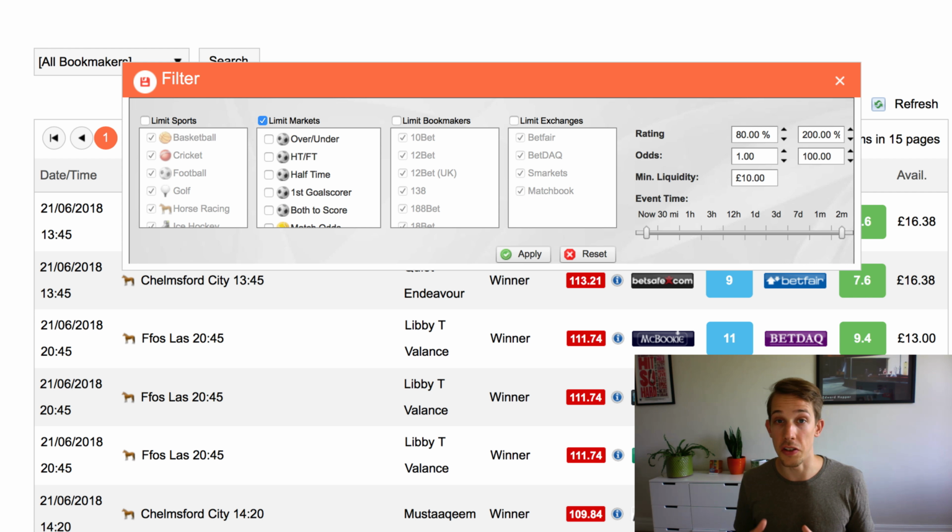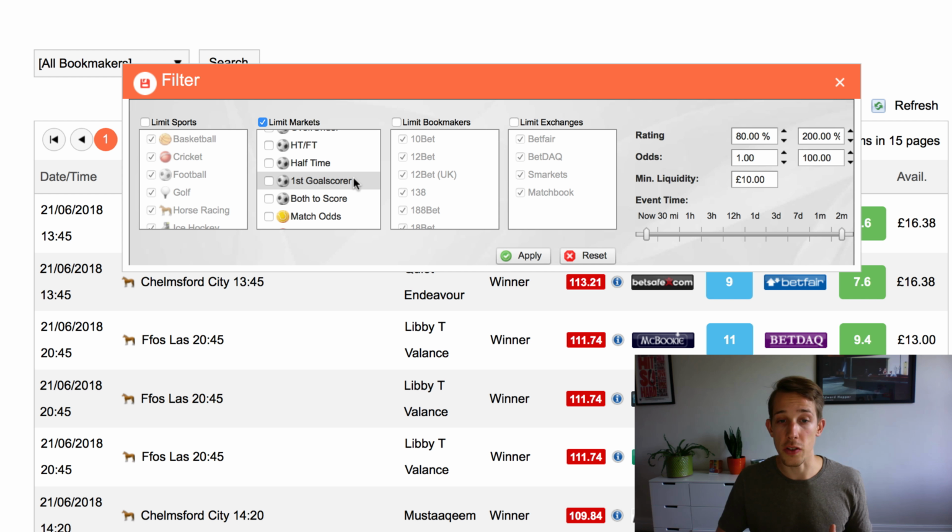This is an important one just to be aware of because otherwise you can end up backing and laying on the wrong markets and losing both of those bets, which is not something you want to be doing. The first goal scorer market, that's simply who's going to score first in the game. Both to score is where you're betting that both teams will score a goal at some point during the match.